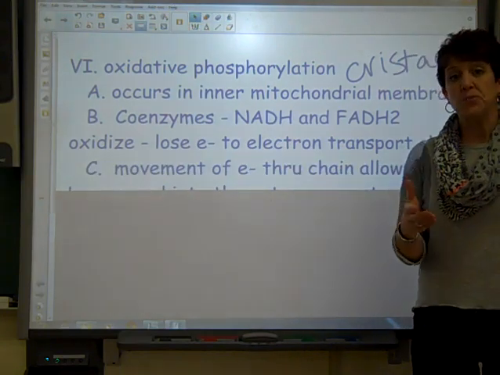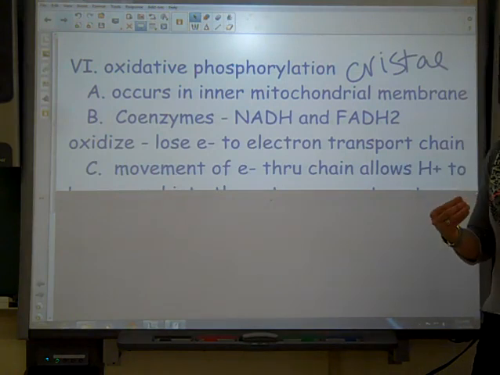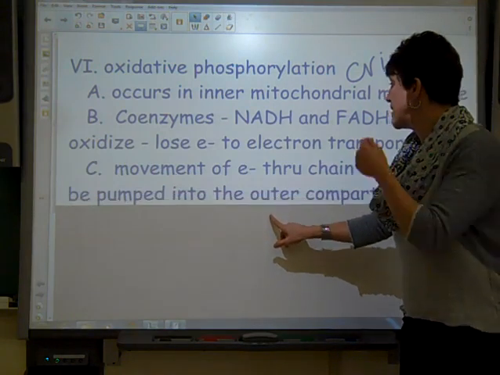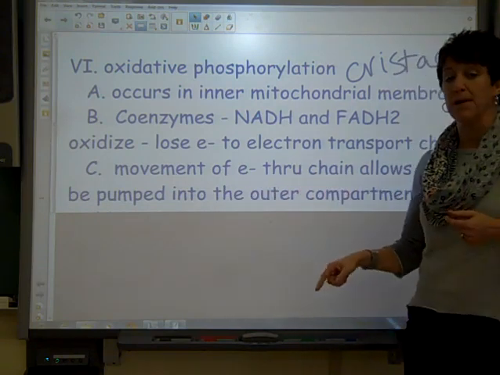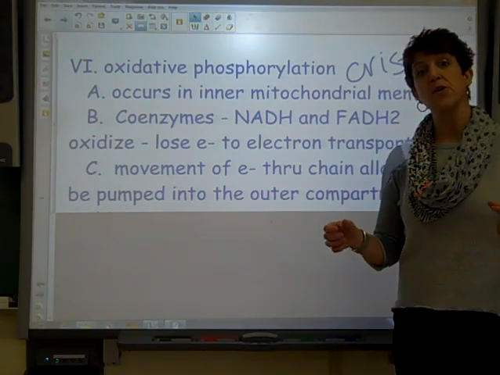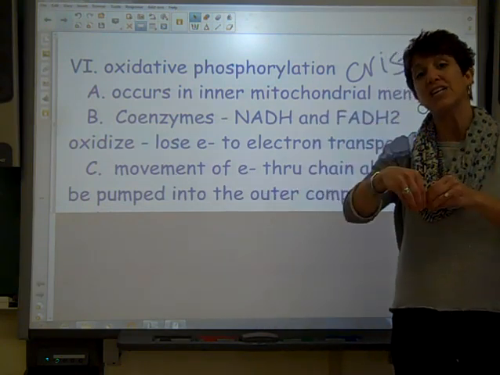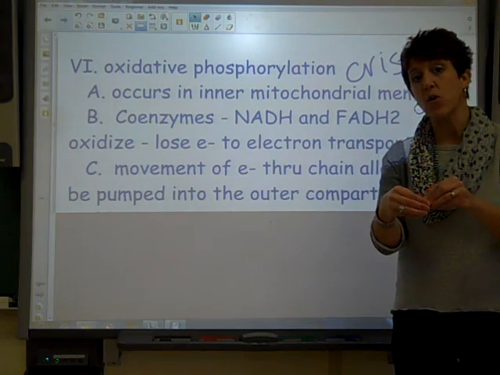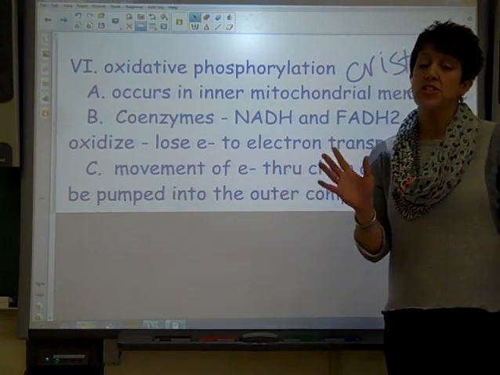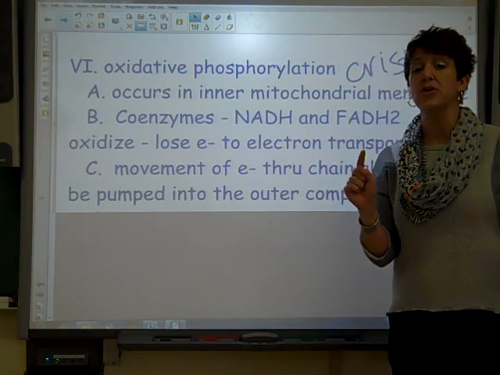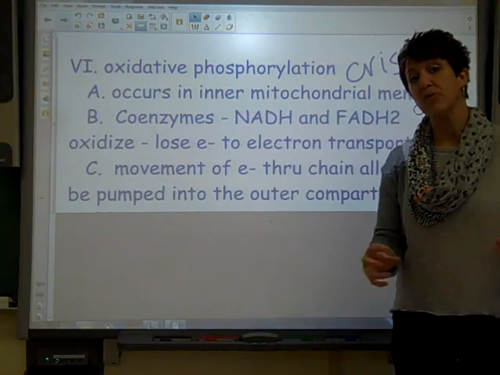As the electrons move through the chain, just like in photosynthesis, we're going to pump some H+. The movement of electrons through the chain allows H+ to be pumped into the outer compartment. Now, here's the difference. In photosynthesis, we were pumping them into the lumen, the inner space of the thylakoid. Now, they're actually getting pumped to the outer compartment. So that is one difference that you need to remember from photosynthesis to respiration. The H+ are in the outer compartment.